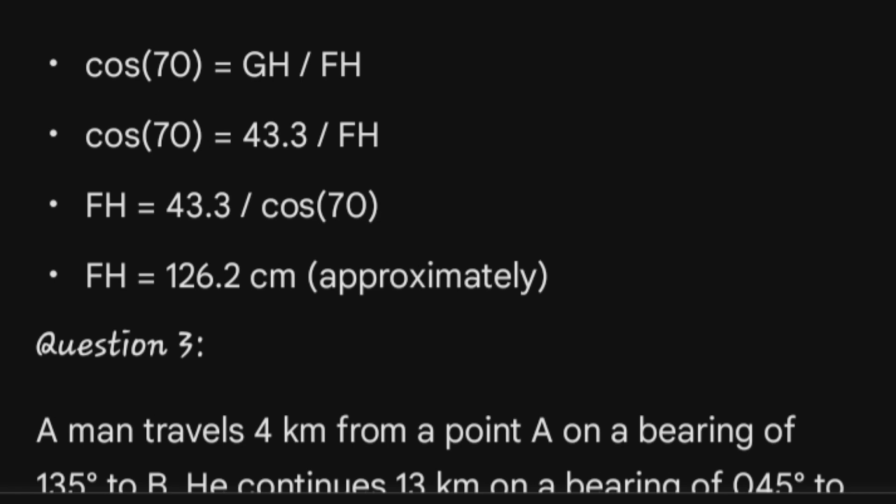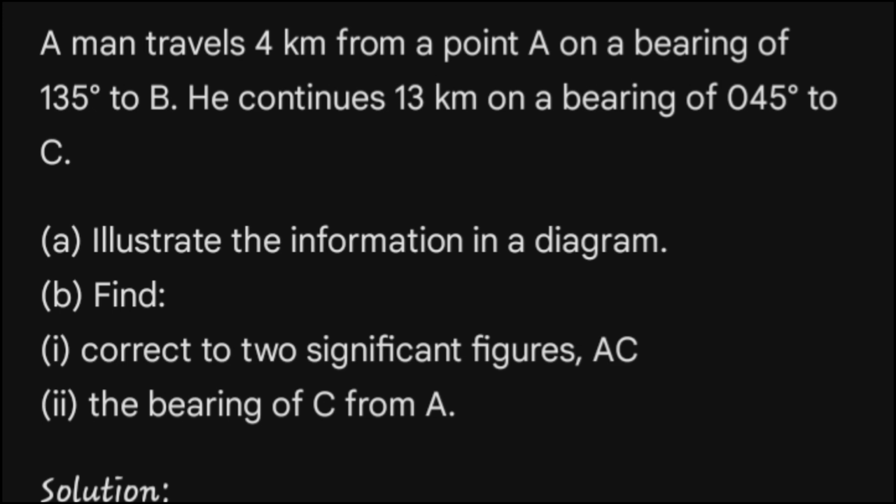Question 3. A man travels 4 kilometers from a point A on a bearing of 135 degrees to B. He continues 13 kilometers on a bearing of 045 degrees to C. A. Illustrate the information in a diagram. B. Find, 1. correct to two significant figures, AC, 2. the bearing of C from A. Solution. A. Diagram.